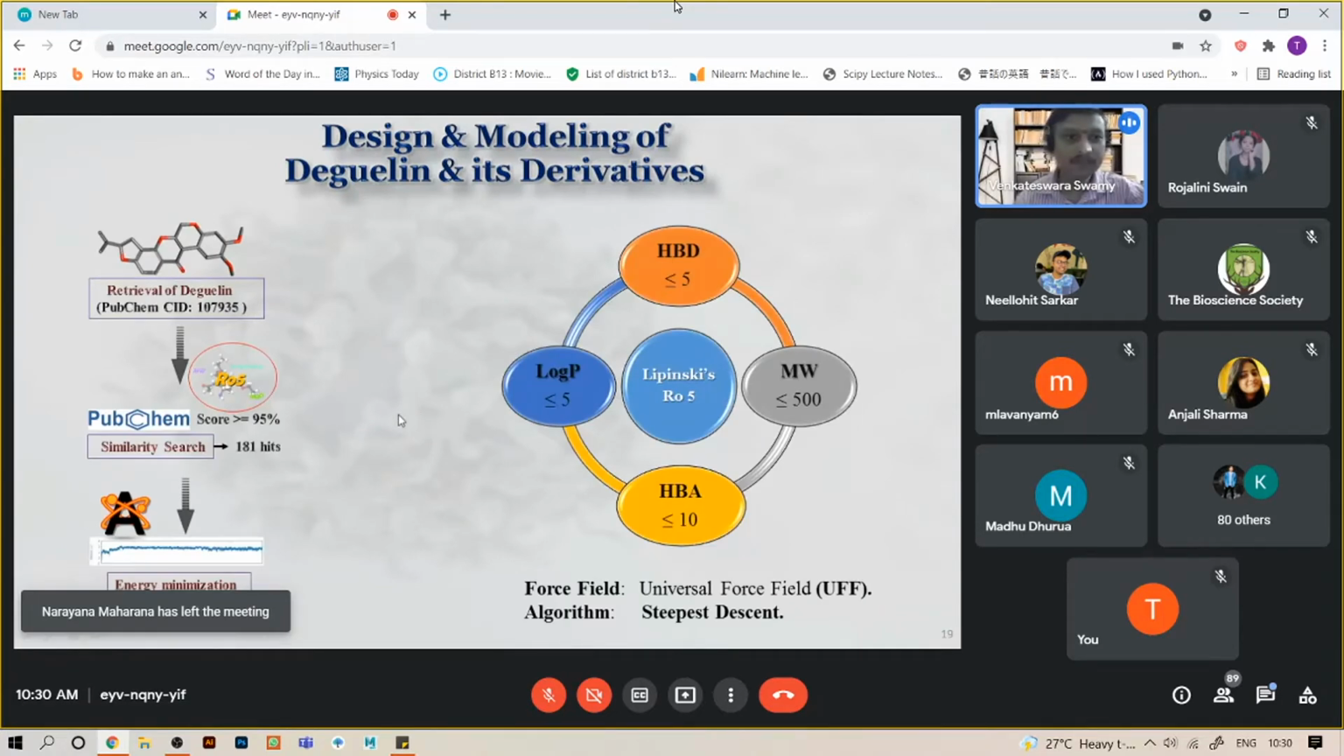And our methodology is such that we retrieved the degulin chemical structure from the PubChem database. Then we did some statistical analysis and filtered by 95% similarity in PubChem with the rule of 5, that is, hydrogen bond donor, hydrogen bond acceptor, and the log P value should be less than 5. We implemented Lipinski's rule of 5, so that molecular weight should be less than 500 Daltons. Then we took these many compounds and did energy minimization methods, which we can do on the computer.